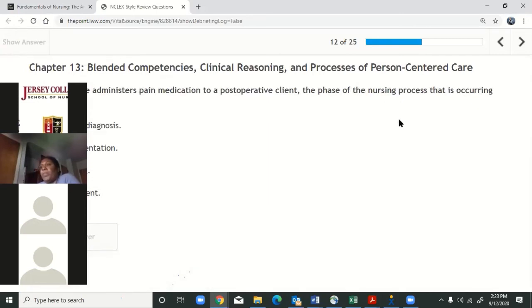Nurse administers pain medication to a post-op client. The nursing process that is occurring is? B. B, implementation. Okay, good.